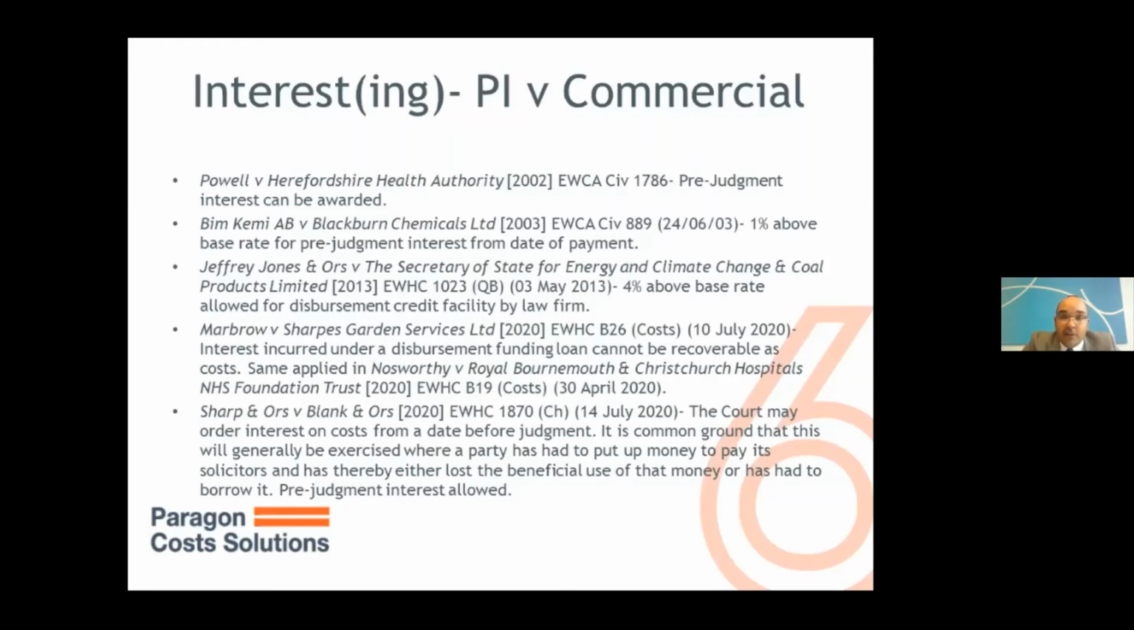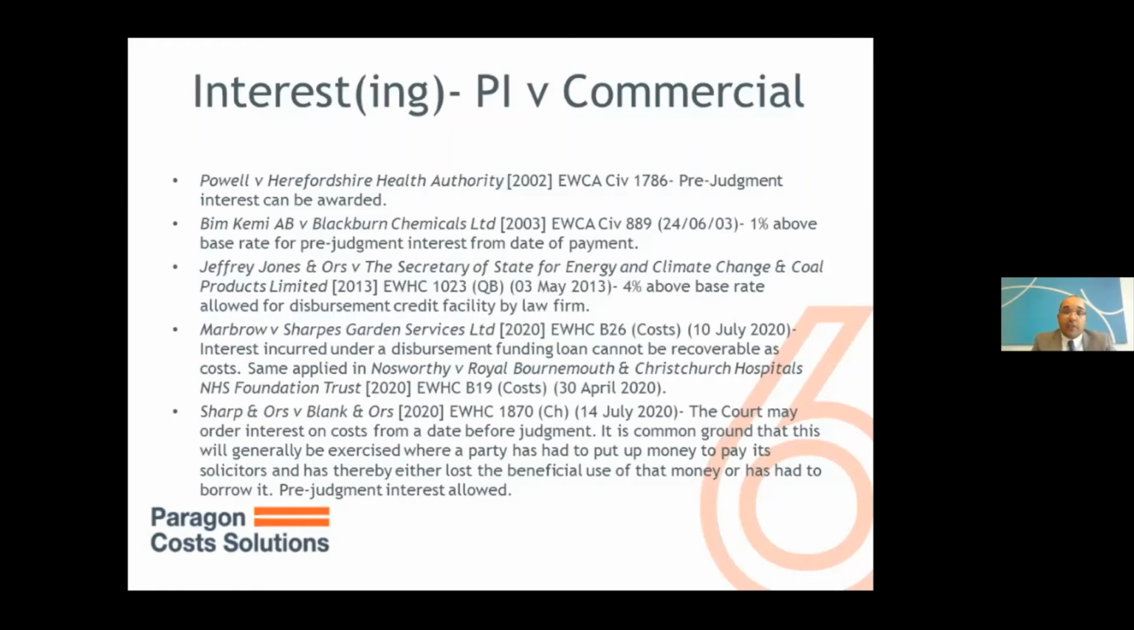I think that if there is a disbursement funding loan, and a client is being required to pay disbursements as they go on in their cases, as many are now required to do, why shouldn't that interest be recoverable as prejudgment interest? It's a fundamental principle in our civil cases that a party should be put in the position that they would have been in but for the tort, and therefore if they've had to take out a loan to fund their litigation, why shouldn't they be entitled to the rate of interest they've had to pay, providing that was reasonable?